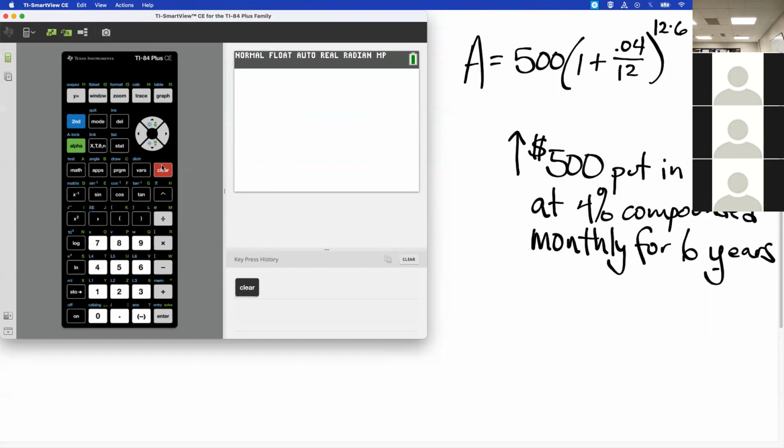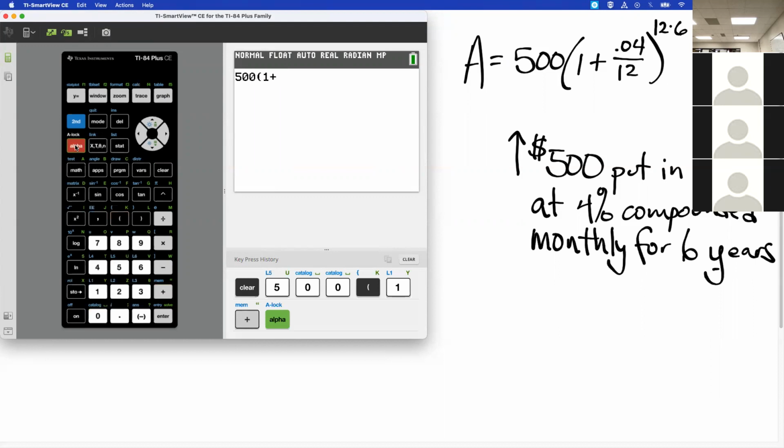Typing it in, I'm basically going to try to type it exactly like that. But some of you may not know where the buttons are, so that's why I thought it'd be good to show you. So 500. And then the left parenthesis is right above the 8. I know the big downside of the calculator on the Chromebook is it's super tiny. And then I'm going to do 1 plus. And then the next thing is a fraction. If I hit alpha and then y equals.